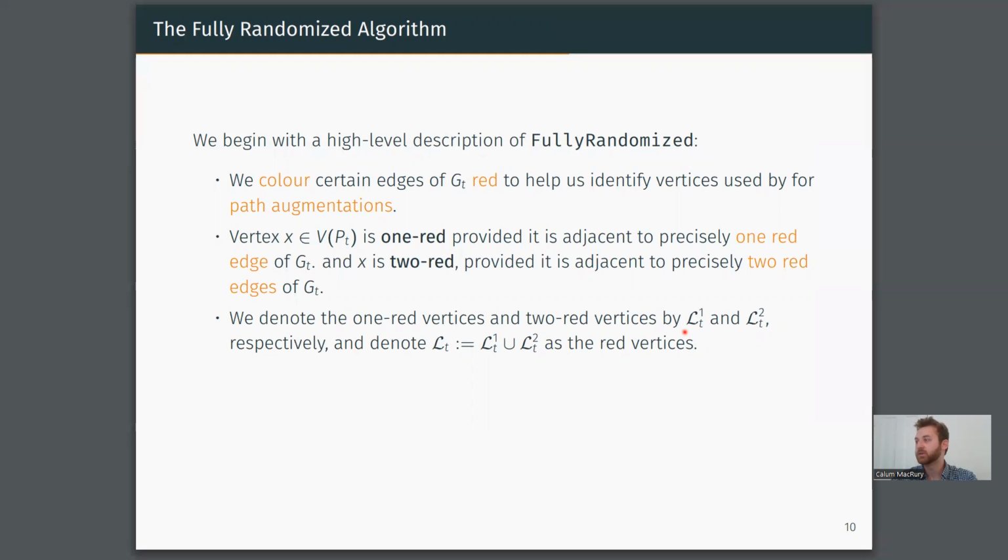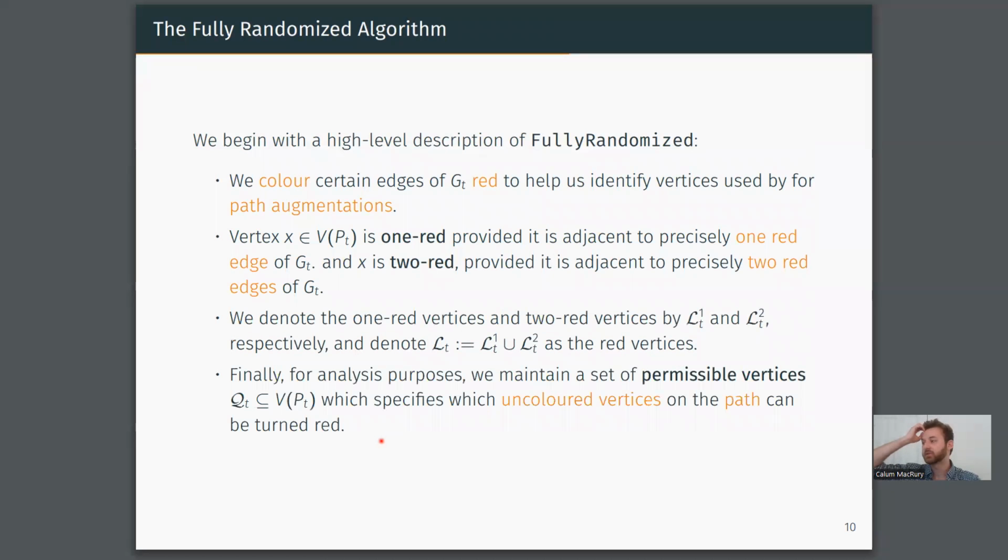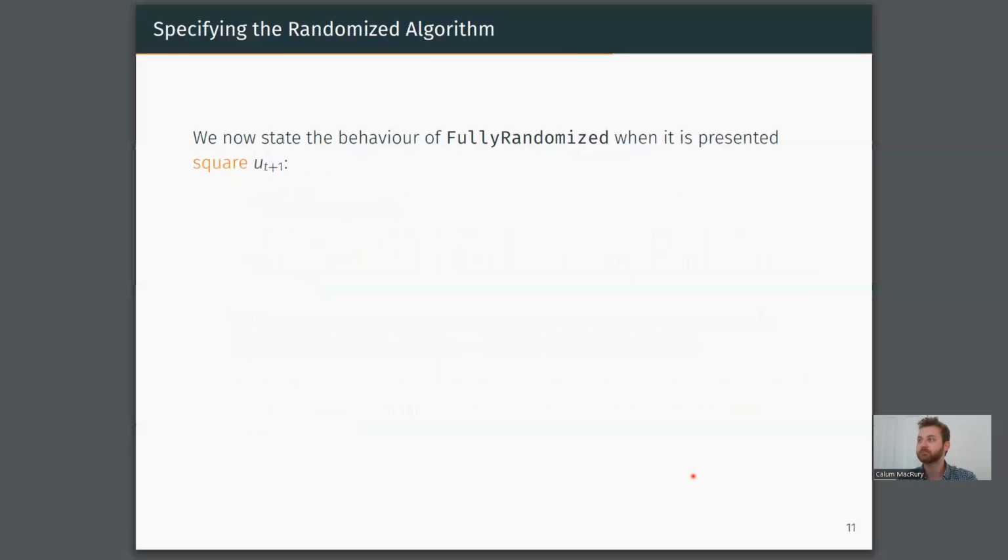We'll denote these vertices by L_T superscript 1 and L_T superscript 2. And L of T just denotes all the red vertices on the path. And finally, for a technical point regarding the analysis, we need to maintain a set of permissible vertices, which are going to specify which uncolored vertices on the path we will allow to be turned red.